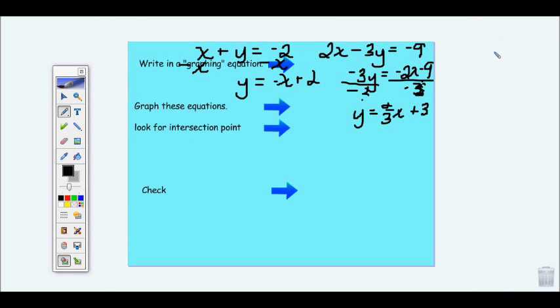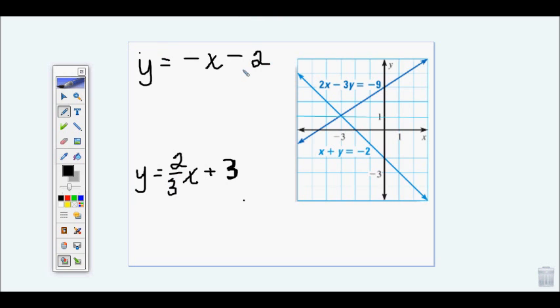Okay, so the step for solving these equations is to graph them and look for the intersecting point, and then finally to check. So y equals negative x minus 2 has a y-intercept of negative 2, and it's a negative slope. I can go up 1 and to the left 1, or I could go down 1 and to the right 1, and there is our slope. So this line here is for this equation.